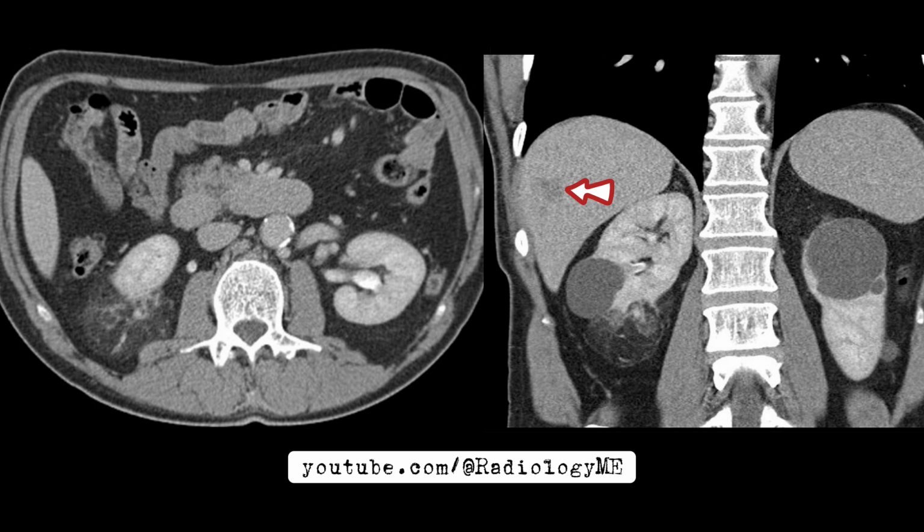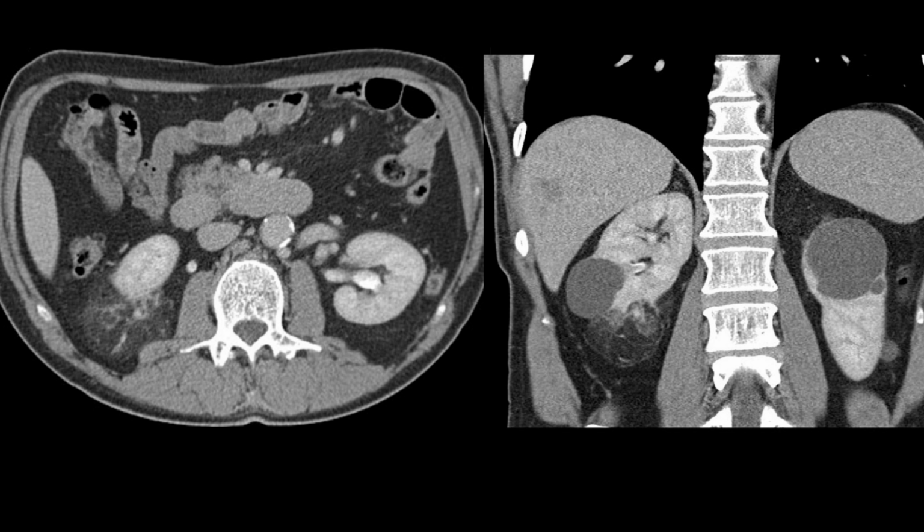One additional finding we see on this CT scan is a subtle low-density lesion in the right lobe of the liver. Now, this is something we'll want to keep an eye on, but it's not an immediate red flag, especially in the context of a young patient with an otherwise benign-appearing renal lesion. It's likely an incidental finding, but follow-up imaging will be necessary to make sure there's nothing more to it.